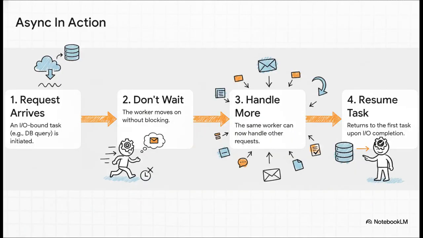Think of it like a super efficient waiter. When a request comes in that needs to wait for something, like fetching data from a database, an async server doesn't just stand there and wait. It says, okay, you're busy, puts that task on the back burner, and immediately goes to serve other requests. Then, as soon as that first task is done waiting, it picks it right back up. This way, a few slowpokes can't bring the entire restaurant to a halt.